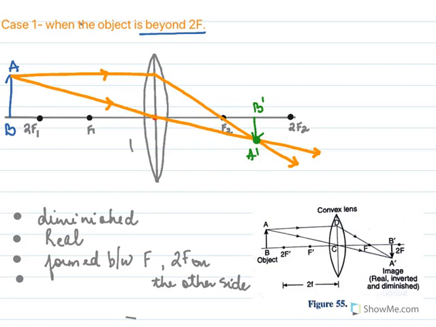We'll go to this again. Here I have the object, and from the object I get 2 rays. One that is parallel goes through the focus, and I'll put this in another color, that is passing through the optical center will go undeviated. The rays meet here. This is the image. It is real, inverted and diminished. Another point I need to write is inverted. All real images are inverted. This is when the object is beyond 2f.